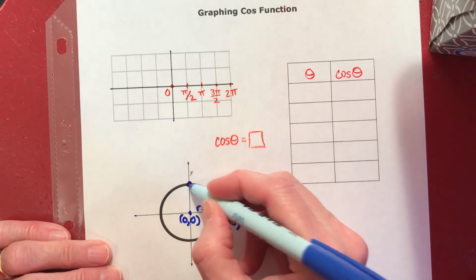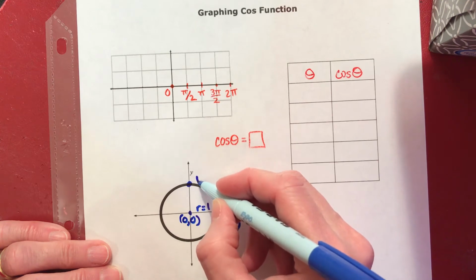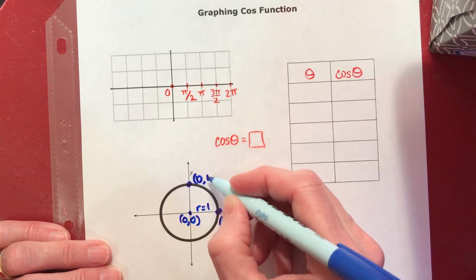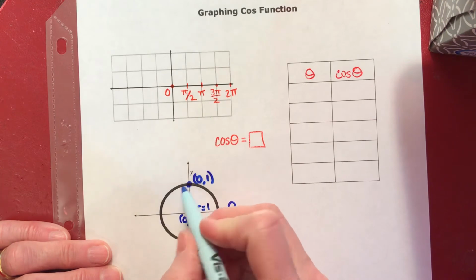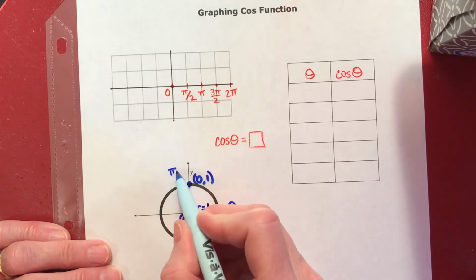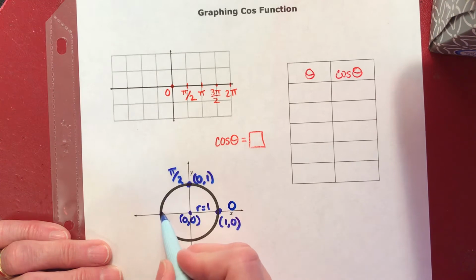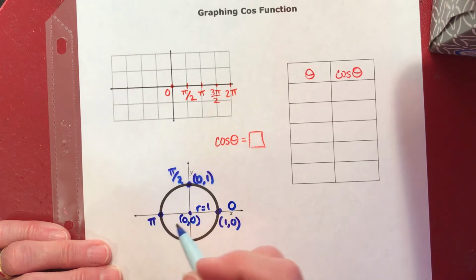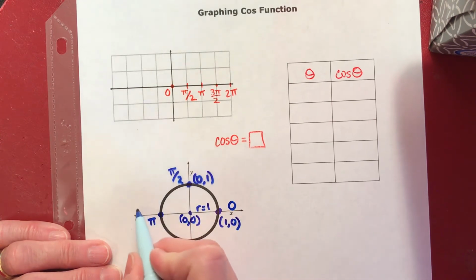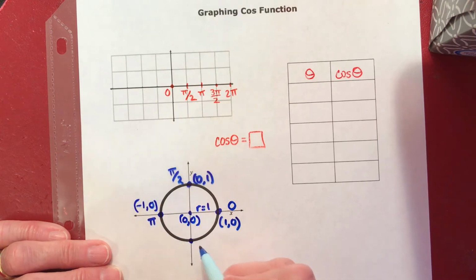Up here, this point is 0, 1, and this angle is pi halves. This angle over here, which is the equivalent of 180 degrees if we're doing degrees, is pi, and the point right here is -1, 0. And then this axis angle down here is 3 pi halves, and the point is 0, -1.